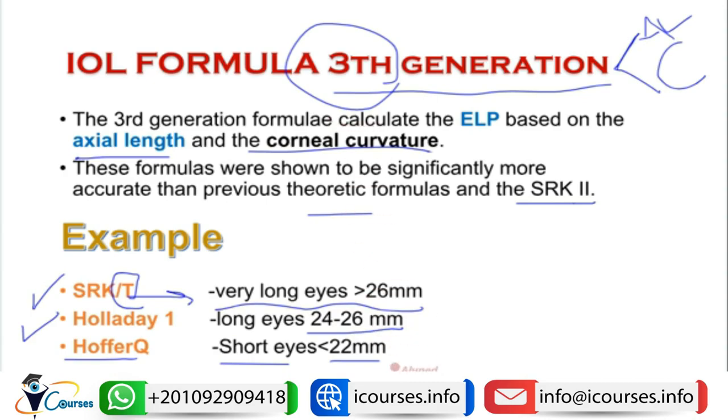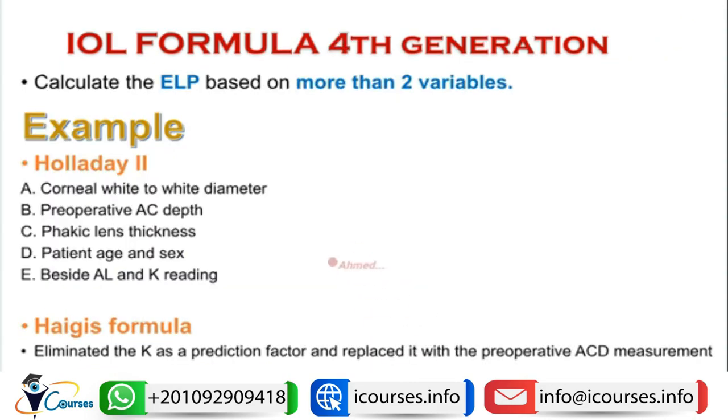So did we stop here? The answer is no, because there is another fourth generation. The fourth generation has taken more insight into the effective lens position. They are not satisfied by only two variables, but they need more variables to determine the effective lens position. Why all this care about the effective lens position?